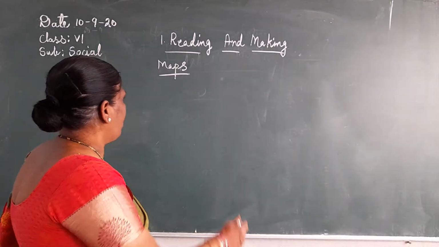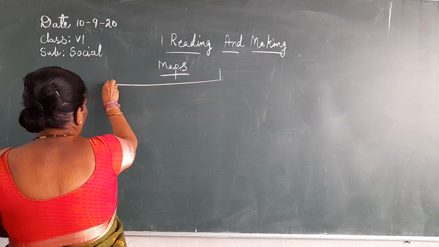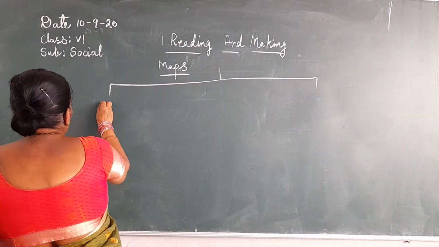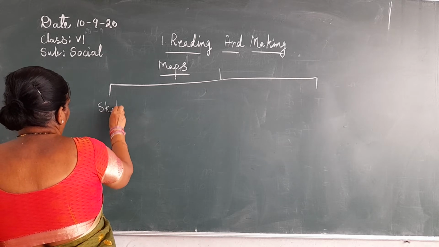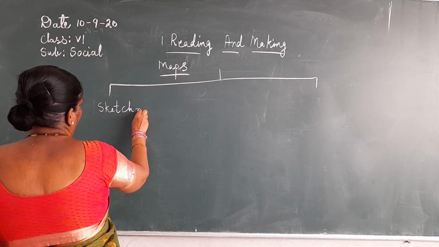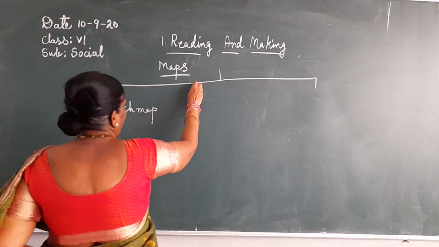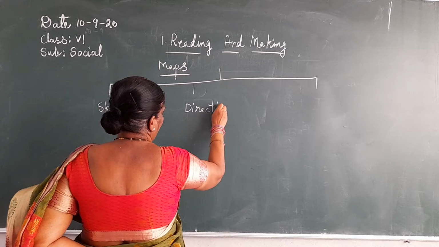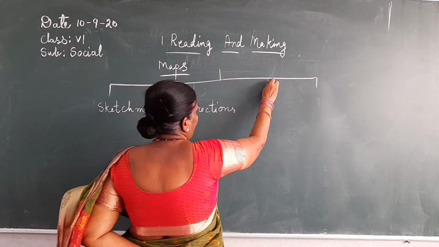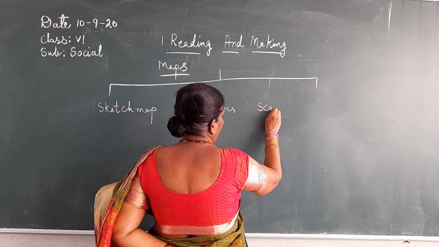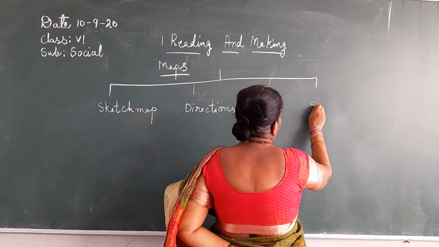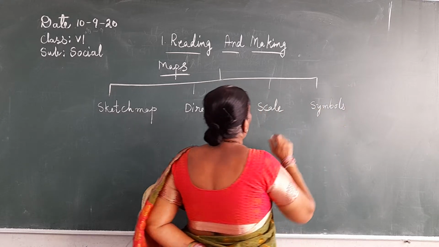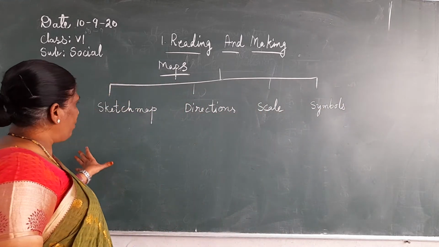What are those? First we are going to learn sketch map. Next we are going to learn directions. Then scale. Next we are going to learn symbols. In this whole lesson we are going to learn about these 4 things.